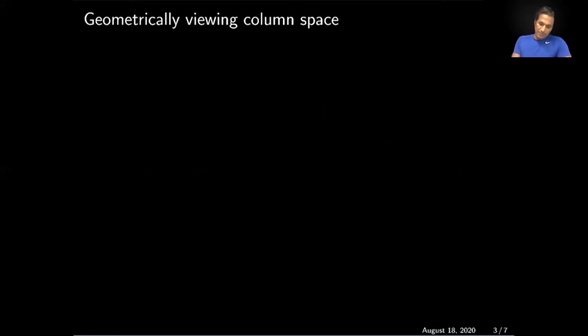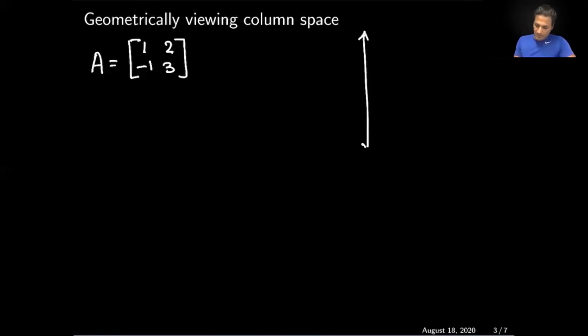So my first example is a 2 by 2 matrix. If I draw the column space of [1, 2; -1, 3], let's see how big the column space is. These are the two vectors: the first is (1, -1), and this is another vector, which I'm going to write as (2, 3) here.